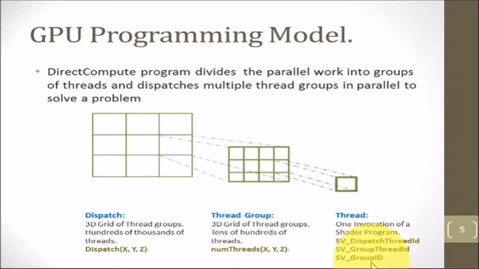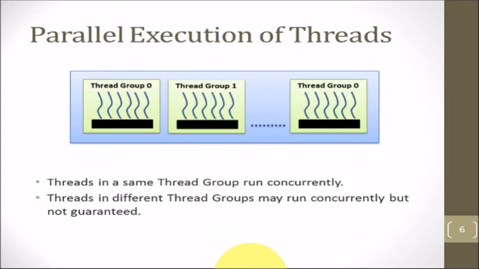The other one, group ID, is a single integer ID given to each thread group, and it is numbered in the x direction. So it is like 0, then 1, then 2, then 3, then 4 and 5. So if I want to locate this thread group, the ID would be 5. Okay, next.